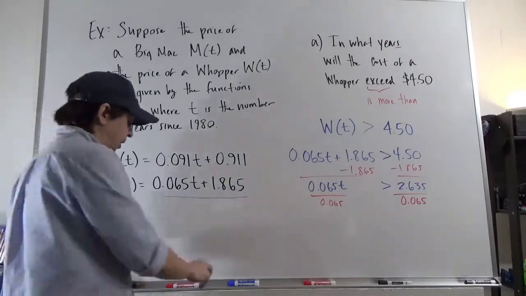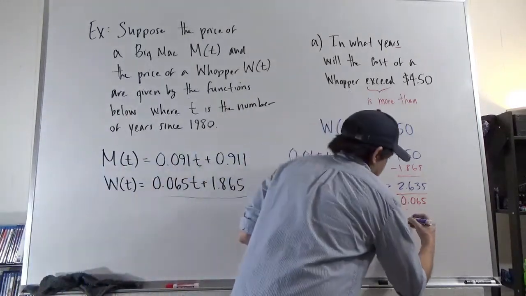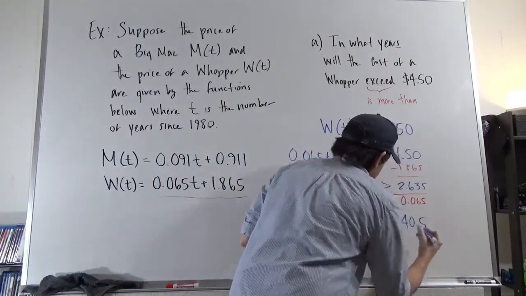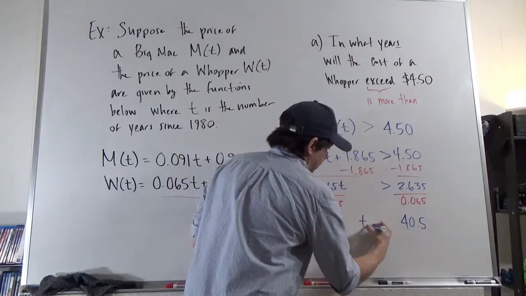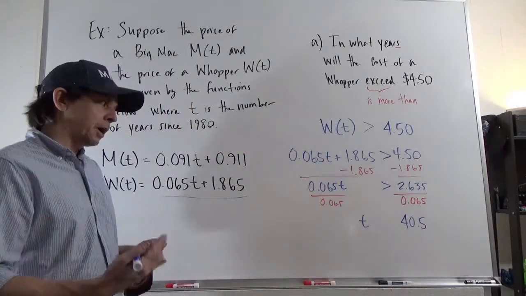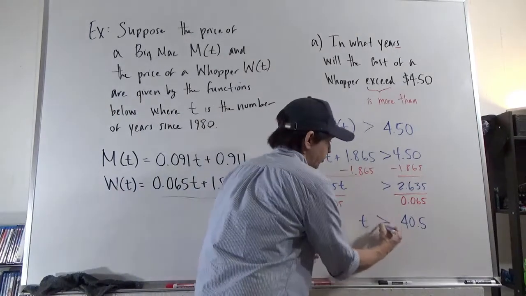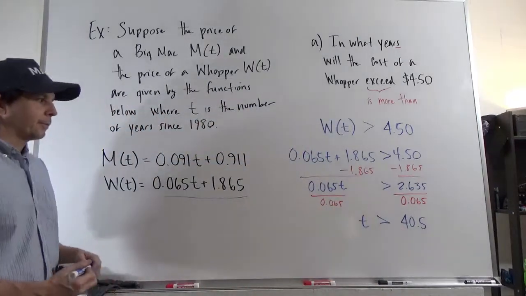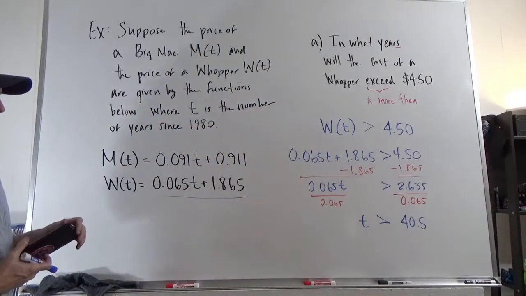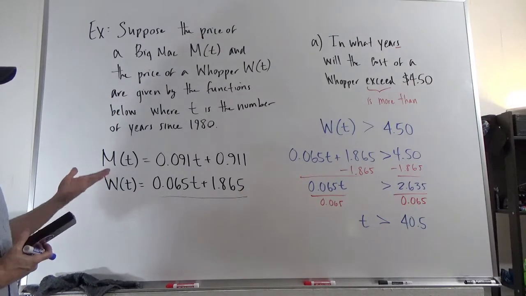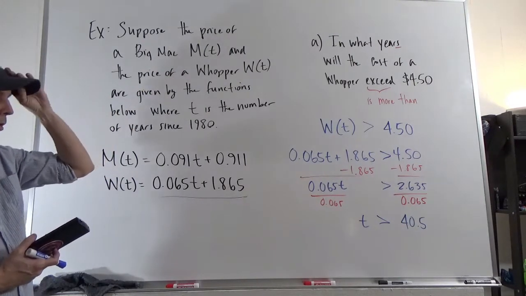Okay, got 40.5. That cancels and I get t, and I divided by a positive, so I'm preserving the inequality, same direction. Okay. Not the answer to the question. I mean, we're almost there, but we need to interpret this in terms of years.